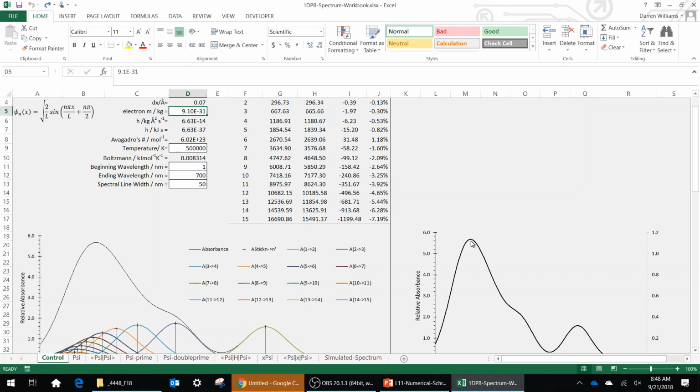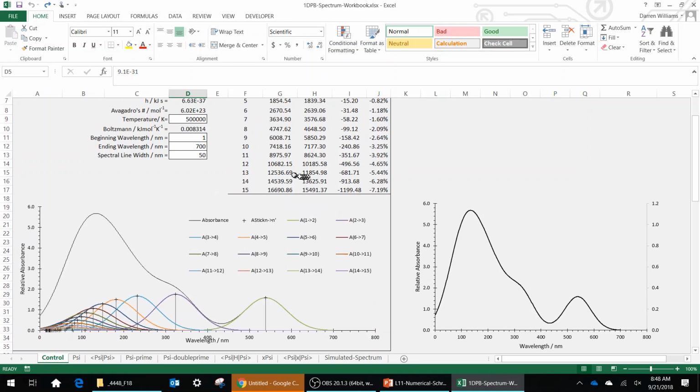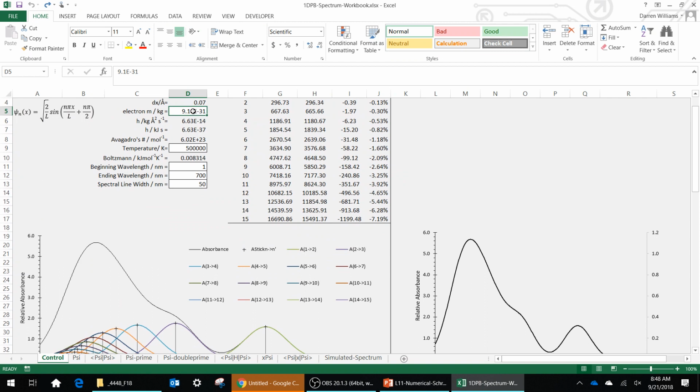So watch the maximum of this peak. Everybody see that right there where the mouse is? Watch that. Tell me if it goes left or right. Left is short wavelength, so that'd be a blue shift. And right is long wavelength, that'd be a red shift. So blue, red. I'm going to change the mass. What do you think it'll do if I make the mass smaller?